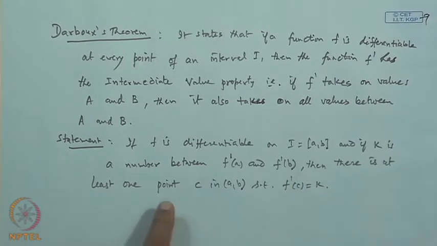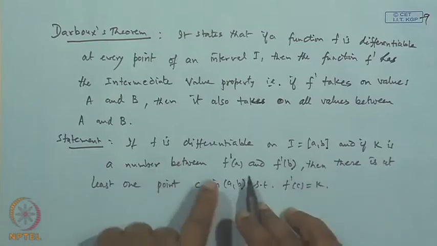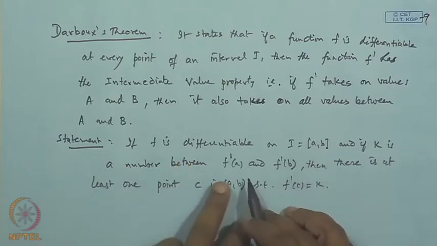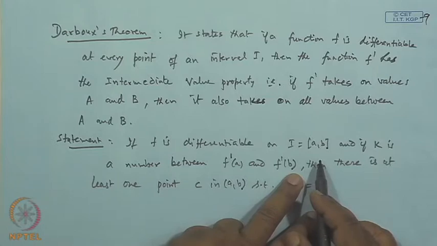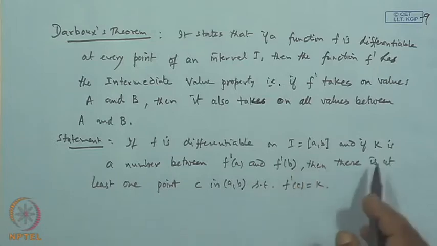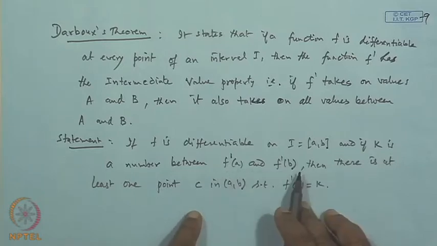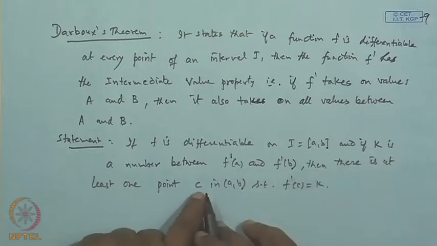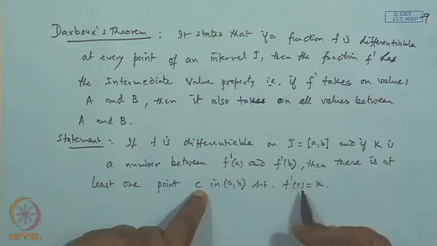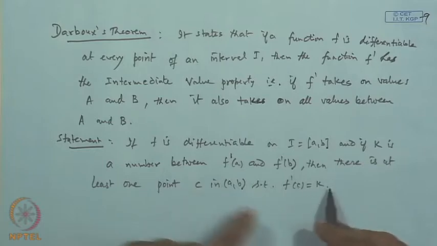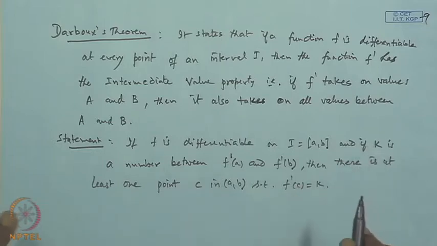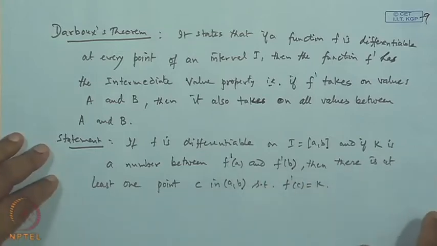It means, if f is differentiable throughout this interval, meaning the derivative of the function exists including the derivative at the end points, then if I pick any arbitrary number k which lies between f dash a and f dash b, there will be some point where the derivative of the function at that point will coincide with the number k. So, it can attain all the values in between a and b, which are taken by this.